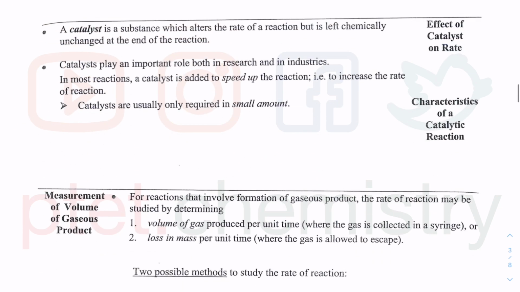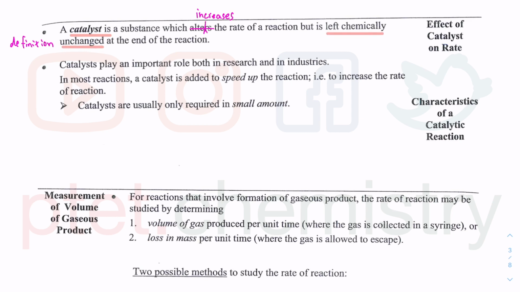Last but not least, we need to talk about catalyst as stated in the syllabus. So, definition of catalyst: they can ask you, what is a catalyst? A catalyst is a substance which increases, so this word here, alter, you can change it to increases, the rate of reaction. So it makes the reaction go faster, therefore it increases the rate of reaction, but it is left chemically unchanged. It does not change itself chemically.